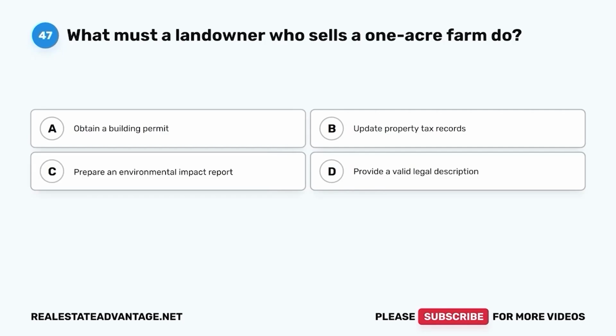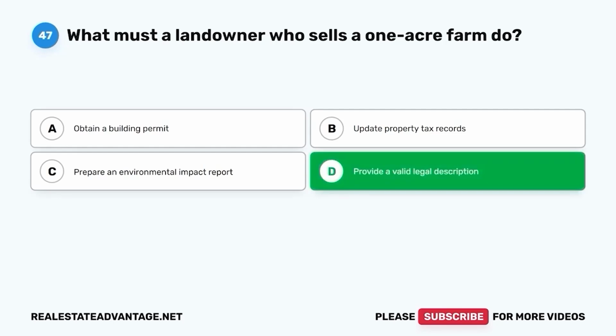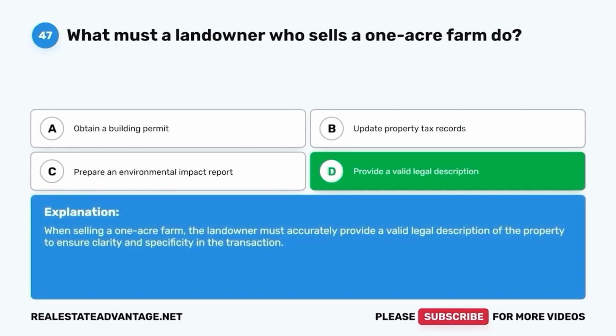Question 47. What must a landowner who sells a 1-acre farm do? A. Obtain a building permit. B. Update property tax records. C. Prepare an environmental impact report. D. Provide a valid legal description. The correct answer is D. Provide a valid legal description. When selling a 1-acre farm, the landowner must accurately provide a valid legal description of the property to ensure clarity and specificity in the transaction.